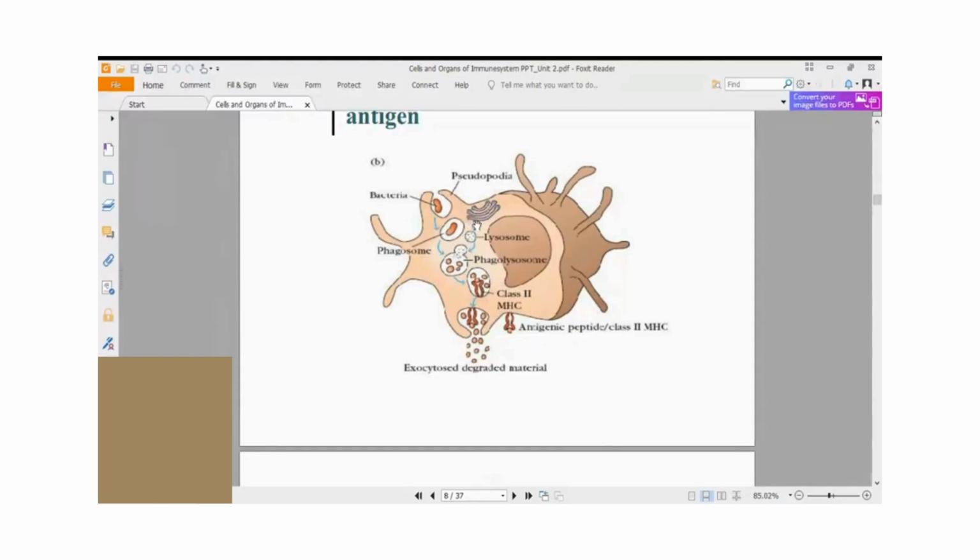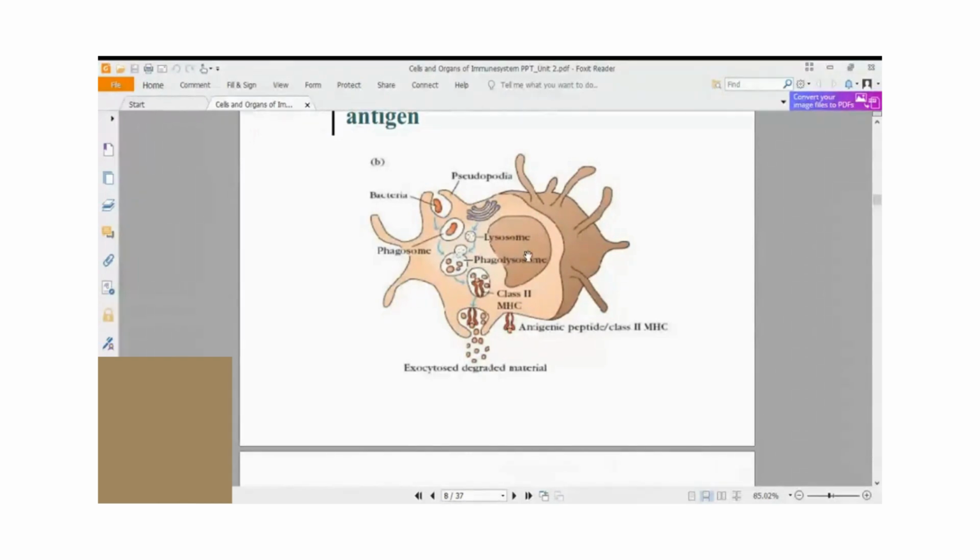So the macrophage has the ability of expression of both class 1 and class 2 MHC. This is a very, very special characteristic of an antigen presenting cell. Presentation of antigens on both class 1 and class 2 MHC is the characteristic of an antigen presenting cell. No other cell in the body has this ability.